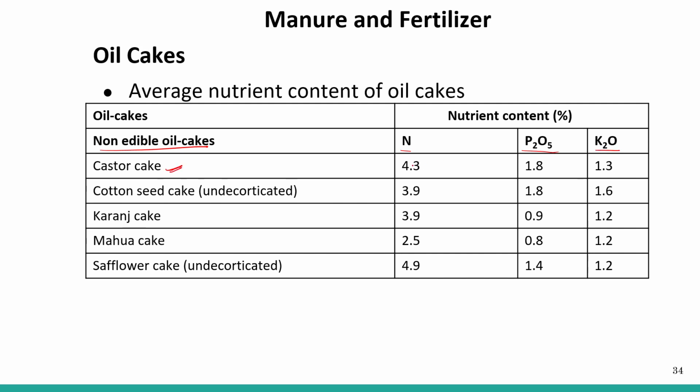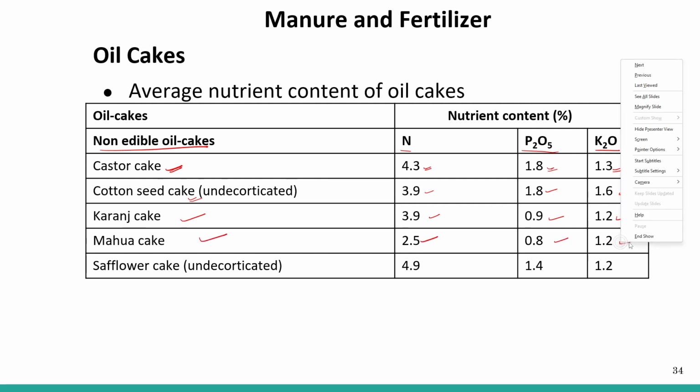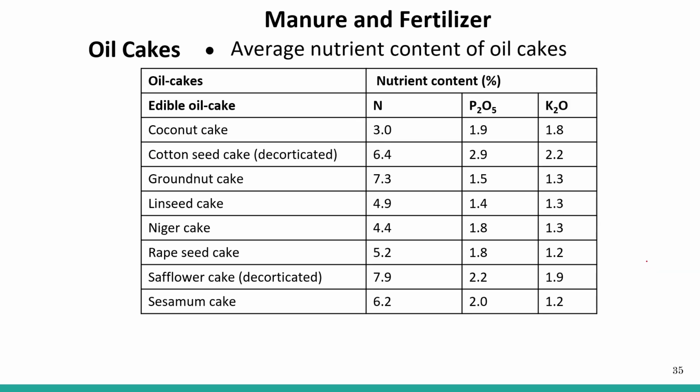Castor oil cake: 4.3 nitrogen, 1.8 phosphorus and 1.3 potassium. Cottonseed oil cake: 3.9, 1.8 and 1.6. Karanj cake: 3.9 nitrogen, 0.9 phosphorus pentoxide and 1.2 percent potassium oxide. Mahua cake: 2.5 nitrogen, 0.8 phosphorus and 1.2 potassium. Safflower cake: 4.9 nitrogen, 1.4 phosphorus and 1.2 potassium.